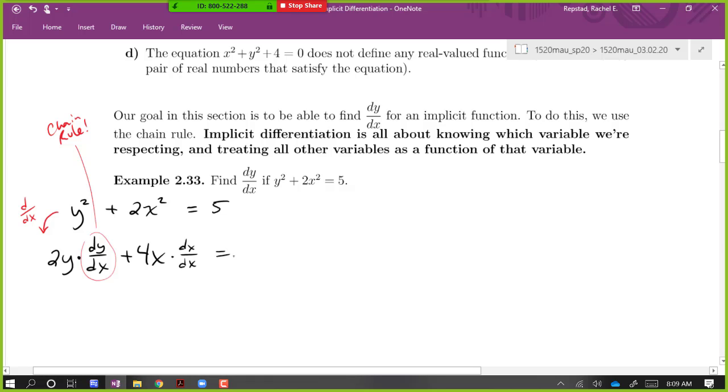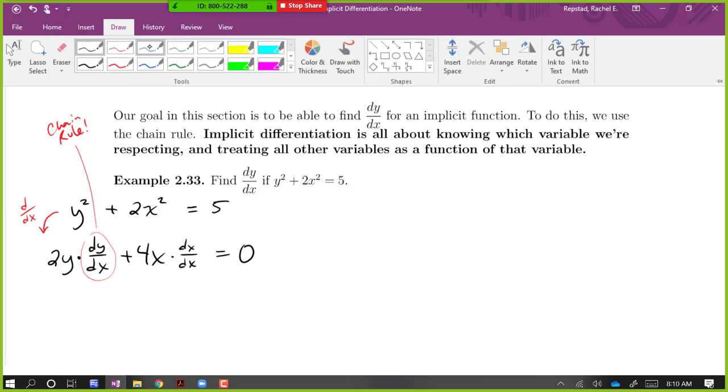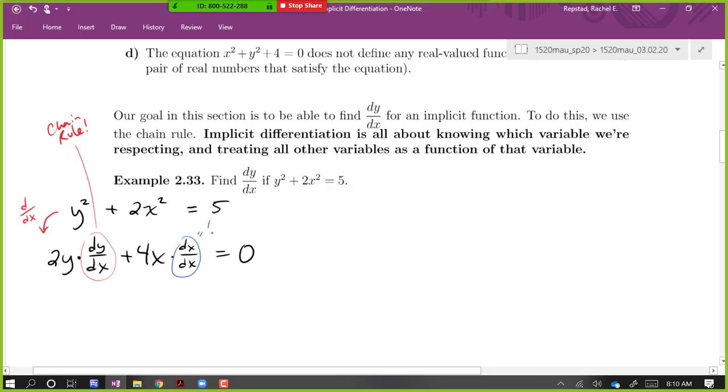On the other side of the equation, what do we get? 0. Just 0, yep. All right, so the dx dx we know is equal to 1. Now I have this equation. I'm just going to clean it up a little bit. 2y dy dx plus 4x equals 0.